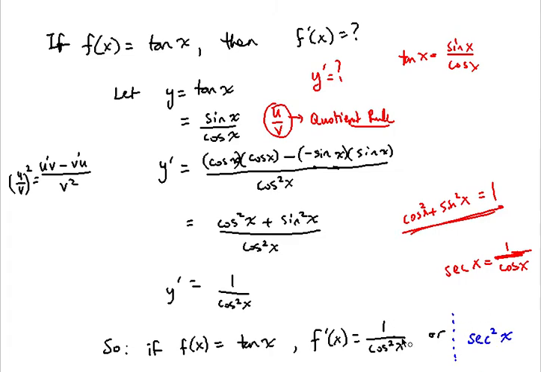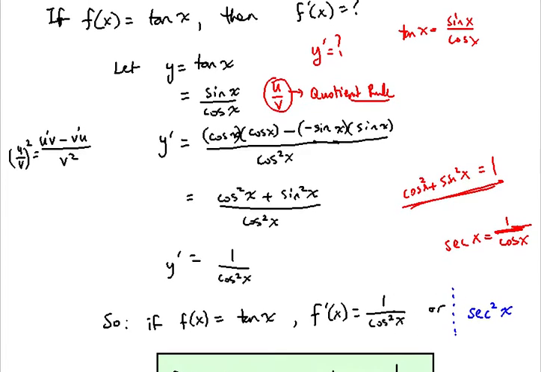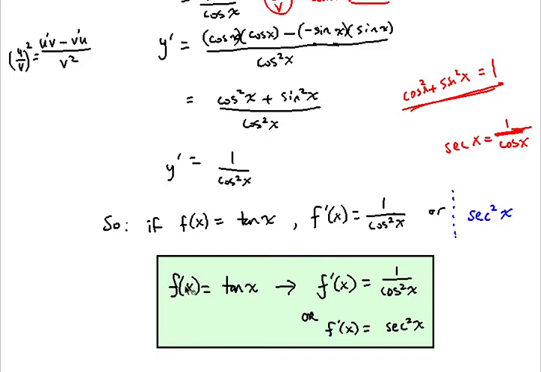Okay, if you don't want to memorize it this way, just think about it like this. All right. So there you go. If f of x is tangent of x, the derivative of that function is 1 over cosine squared of x or secant squared of x. Okay.